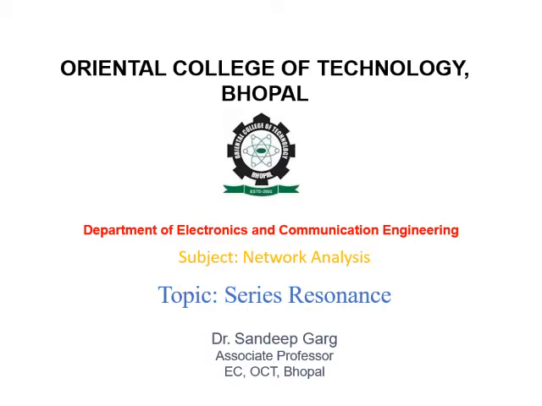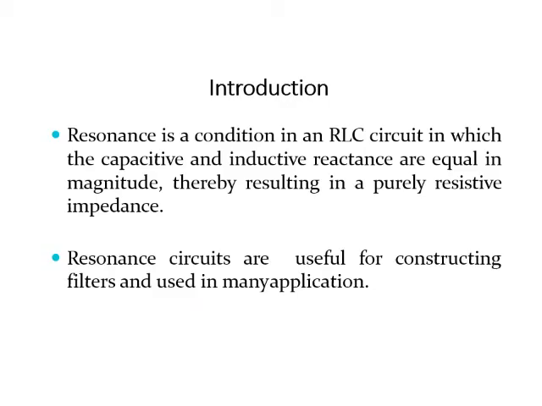Today, I am going to discuss series resonance. Resonance is a condition in a series or parallel RLC circuit in which the capacitive and inductive reactance of the circuit become equal. That is, the circuit becomes purely resistive. In case of resonance, XL becomes equal to XC, or we can say the net reactance X of the circuit, given by XL minus XC, becomes 0. The circuit behaves like a pure resistor. In that case, the current through the circuit becomes maximum and the impedance becomes minimum.